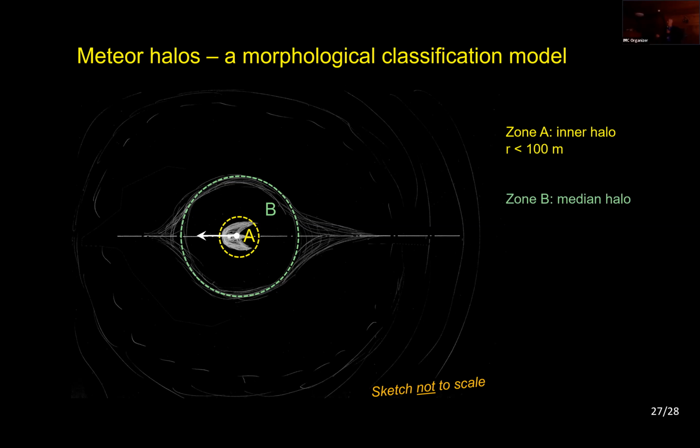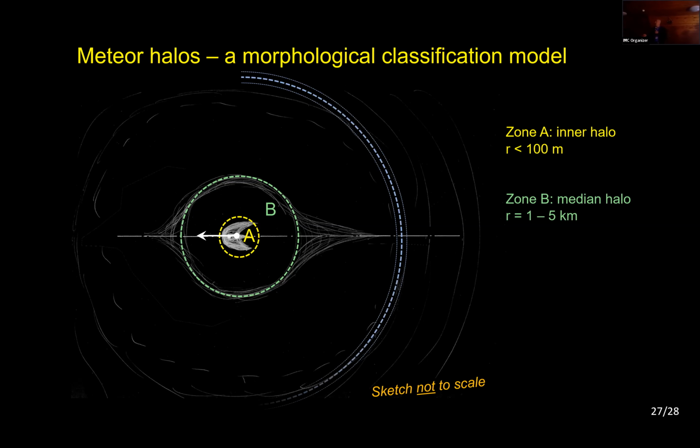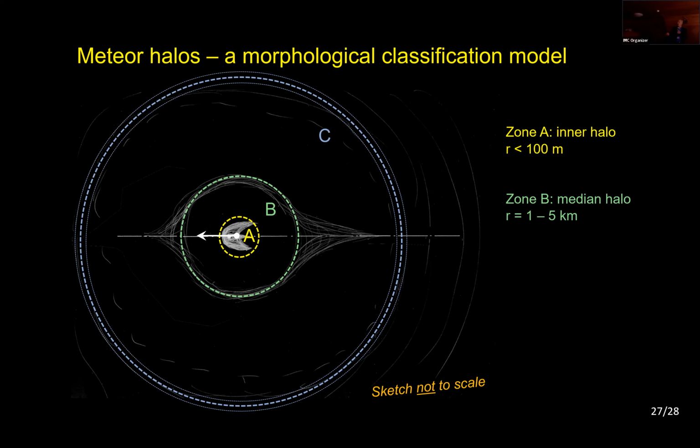Zone B is the median halo. That's interesting because there, in this radius of about maximum 5 kilometers, sometimes more, we have terminal flashes and green afterglow, and then we have this bluish afterglow zone, and this was very large. In my example, we could distinguish it at more than 120 kilometers distance from the point of the meteor.